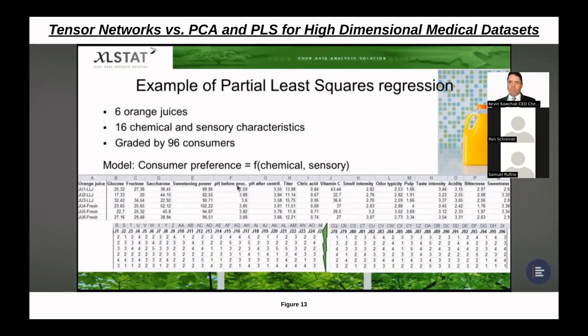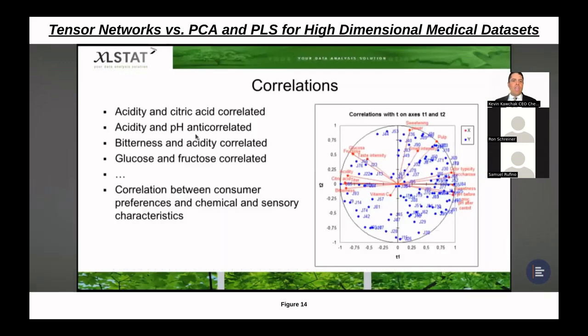And some of these things are correlated. And here are the correlations. It says acidity and citric acid are correlated because it's an acid. Acidity and pH are anti-correlated. Bitterness and acidity are correlated. Glucose and fructose are correlated. So some of these are things where we already know that, but it's a good exercise nonetheless, and seeing more dimensions with this. And this is basically how it shows up in this 2D plot. If you look at acidity here, here's glucose and fructose, those are correlated, right? They're very similar sugars.